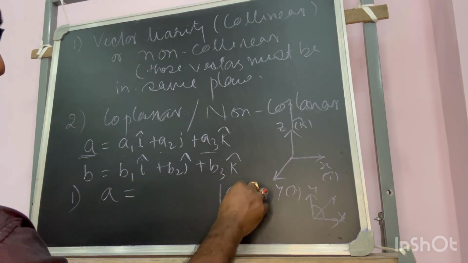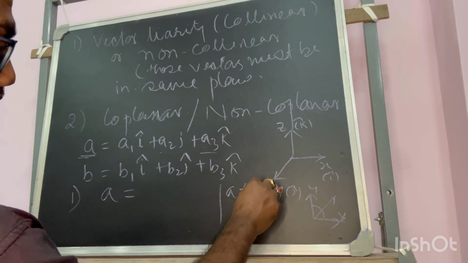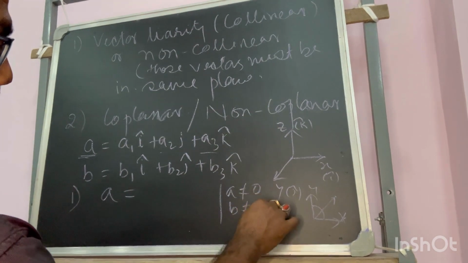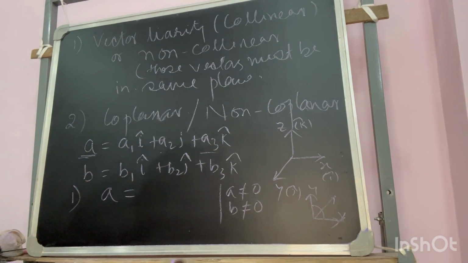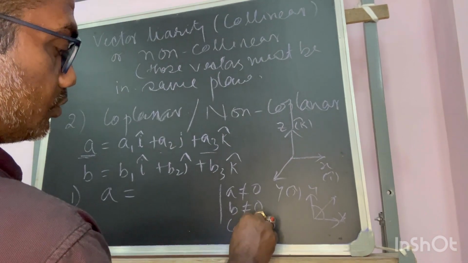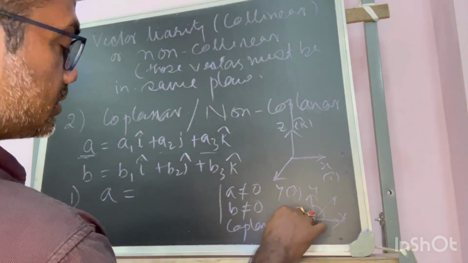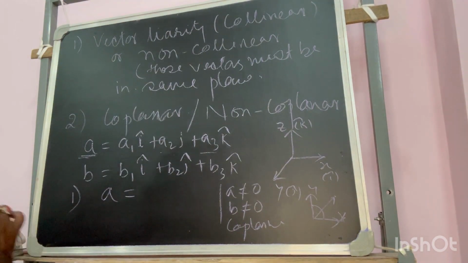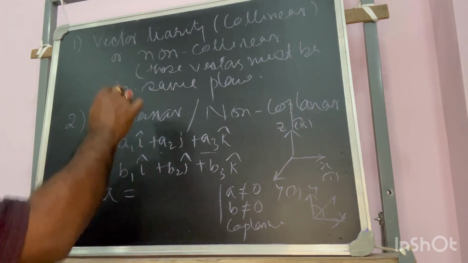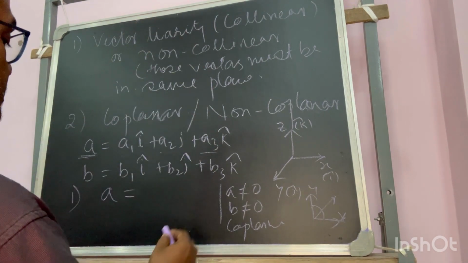Now the first condition for vector linearity, for any vectors, let's say a and b, is that a is non-zero and b is also a non-zero vector. The second condition is that they are coplanar. That means they are in the same plane. Okay, so for linearity, first you have to understand the concept.